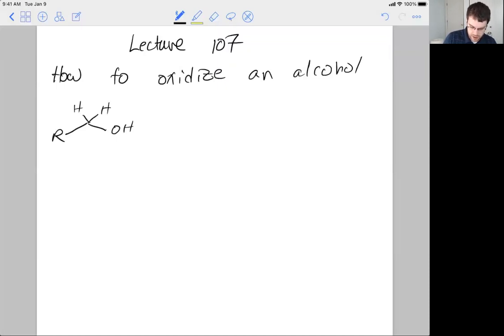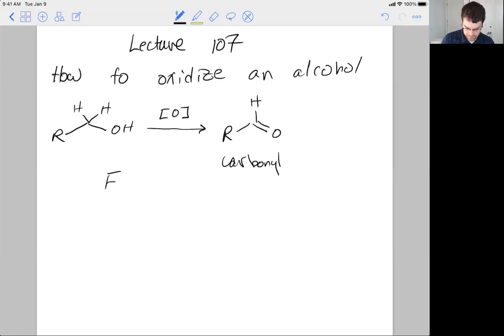By oxidation, I'm saying that we are going to take our alcohol through a series of oxidation steps, where the first oxidation is going to convert this first molecule into a carbonyl. That's going to be the focus of this lecture. I'm going to put organic 1 to separate it from the second oxidation step, which could take, in this case, an aldehyde into a carboxylic acid.